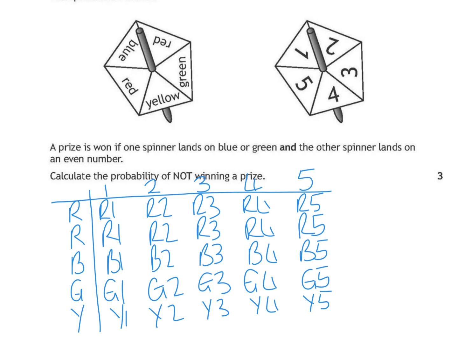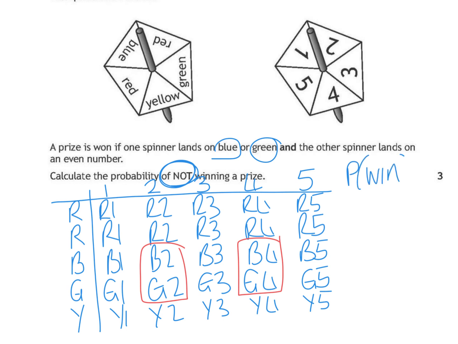So let's read the question again. To win, we need a blue or a green and an even number. So my blues and greens with even numbers are, blues and greens are down here. So I can have a blue and a green 2, a blue or a green 4. Now I'm embarrassed to admit I haven't actually read this question properly. It says the probability of not winning. So I'm actually going to continue and get the probability of a win first. So probability of a win is 4 out of 25.